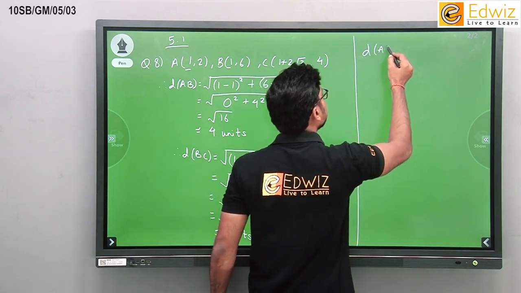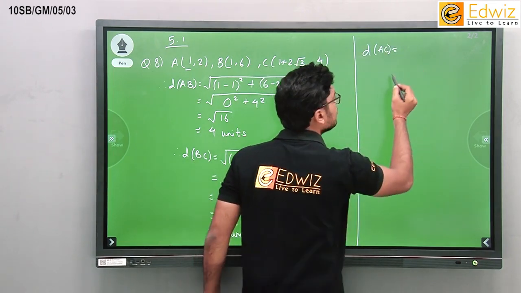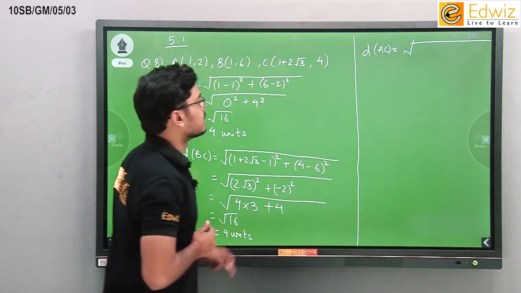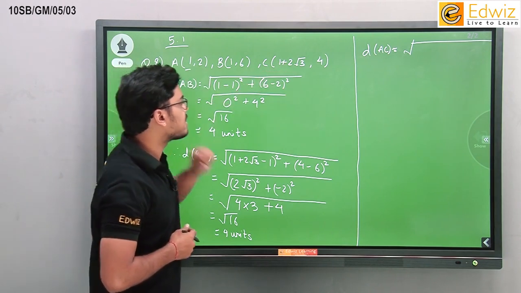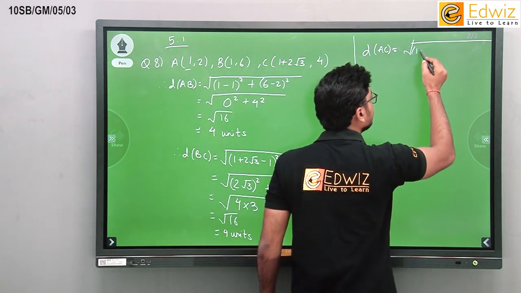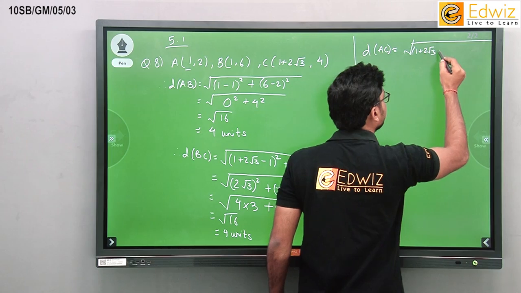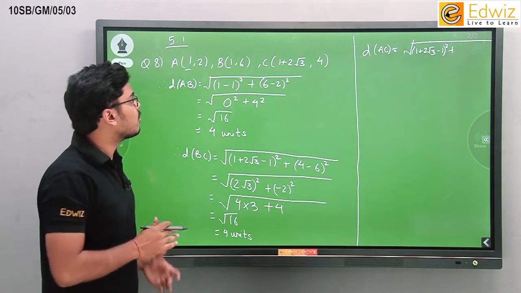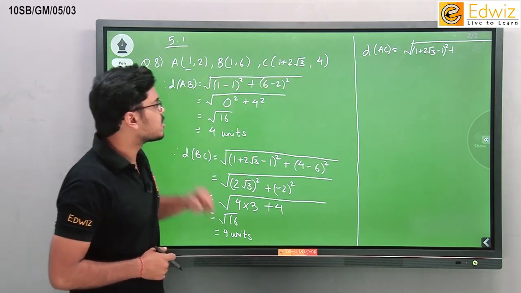Distance between A and C will be equal to, once again, square root of x2 minus x1, so 1 plus 2 root 3 minus 1, the whole square, plus y2 minus y1 the whole square. So 4 minus 2 the whole square.